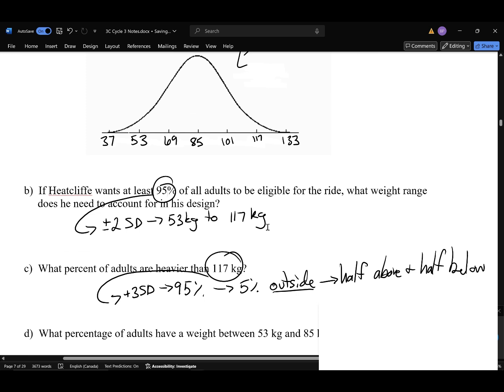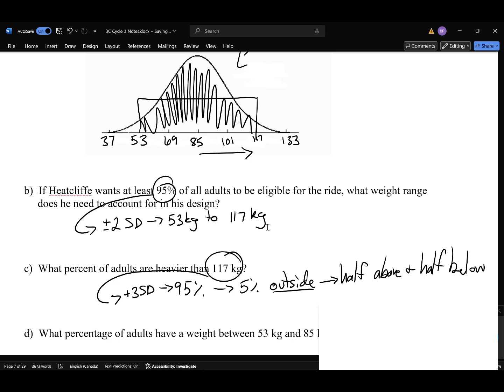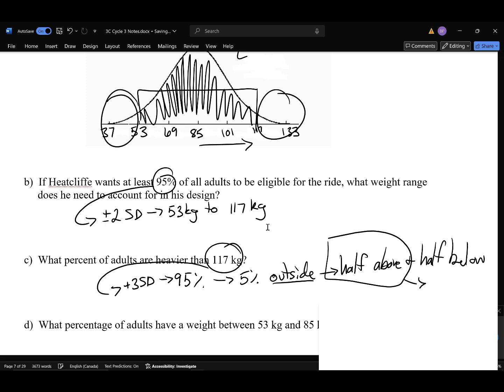Good. With part C right here, what percent of adults are heavier than 117 kilograms? Well, 117 kilograms we know is +2 standard deviations from our mean, so 95% of our data is within right here. So that means 5% of our data is outside, half of which is going to be above 117, half of which is going to be below 53. We want what's above 117, so that's half of our 5%. That's going to be 2.5% of our data.